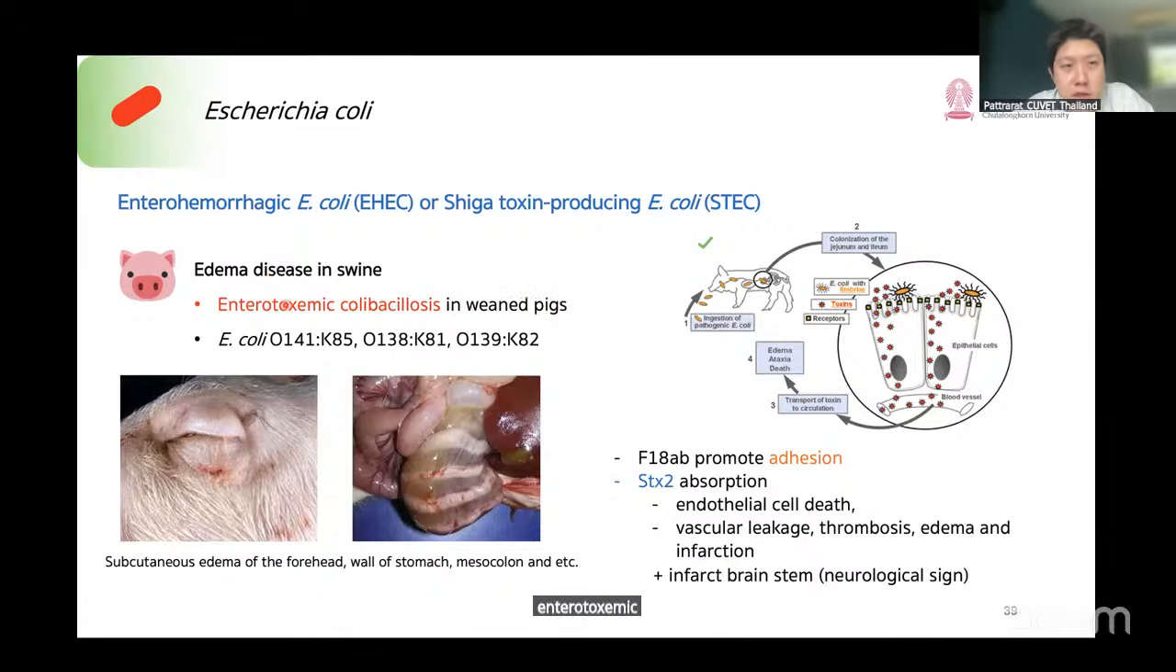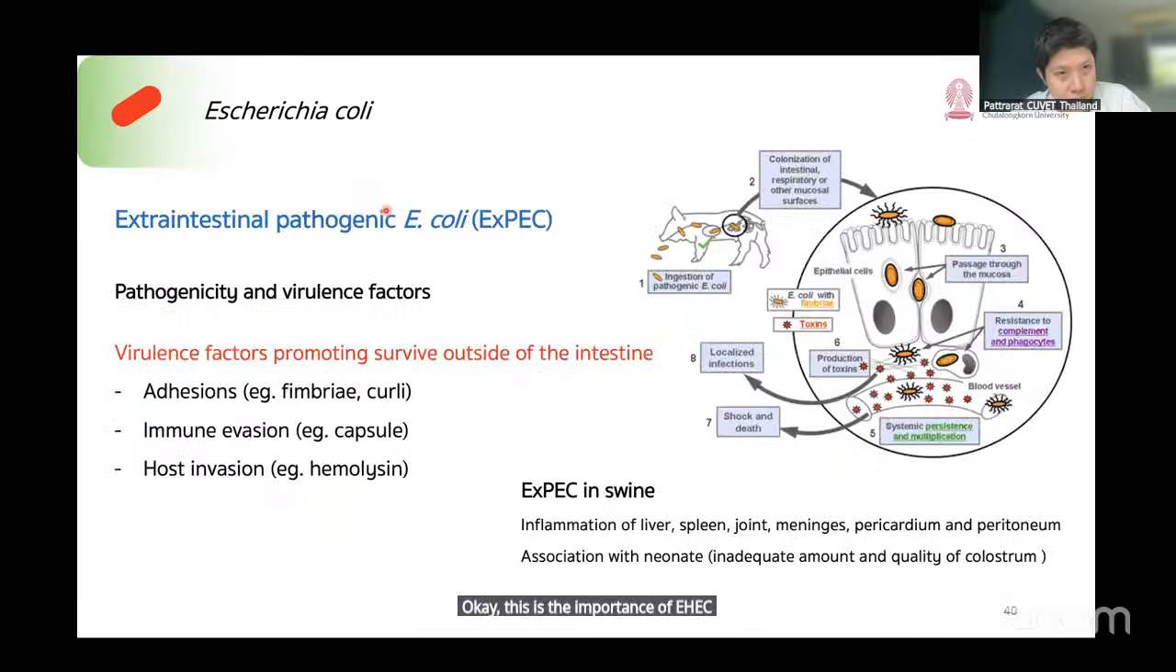Enterotoxemic is an adjective, meaning the toxin is produced from the bacteria in the intestine, and the toxin is absorbed into the blood to cause toxemia. So we call it enterotoxemic colibacillosis in pigs. We can see different serotypes from that found in humans, O157:H7. Okay, this is the importance of EHEC in pigs.